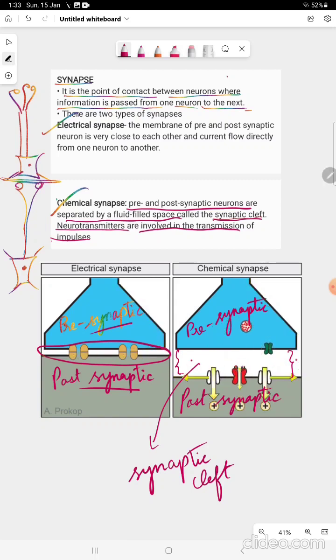Just listen here. By observing this GIF image itself, you can easily see that there is a synaptic vesicle present here. It is getting ruptured and dispersed, and these chemicals, with the help of the neurotransmitter, are getting accepted by the receptor present in the postsynaptic region. Can you understand?